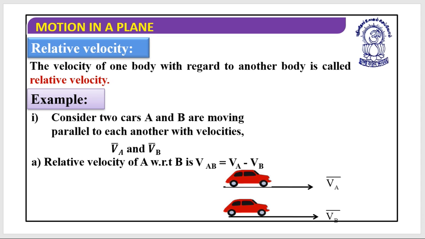Let's have a look at another case. Suppose we are considering two cars, car A and car B, moving parallel to each other with velocities VA and VB respectively. If I need to find the relative velocity of A with respect to B, then VAB equals VA minus VB, as these two are moving in the same direction.